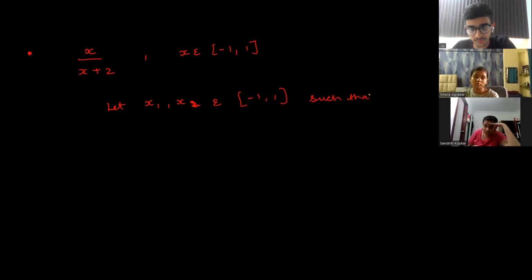Okay, 1 second, just interrupting. Ek line, you have to write initially, let x1 comma x2 belongs to the domain which you are giving. So x1 comma x2 belongs to -1 comma 1 such that f of x1 is equal to f of x2. ठीक है, बस एक लाइन ये ऐड कर देना and then solve the equation. क्या आ रहा है, x1 equal to x2 आ रहा है या नहीं आ रहा है?